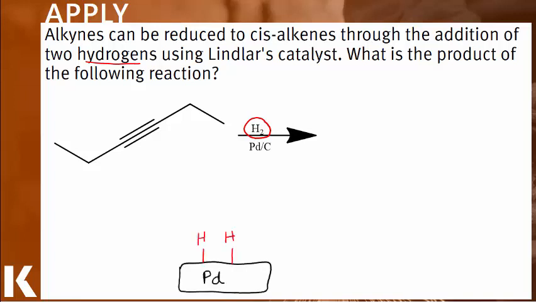So Lindlar's catalyst is essentially a chunk of palladium, and the hydrogens will stick up from it. So when we have our reactant, it's going to come in and dock, and notice that the hydrogens are aligned to be adding on the same side of that triple bond. So for that reason, after we transfer those hydrogens to the triple bond, they add to the same side and we get a syn addition to form a cis-alkene.